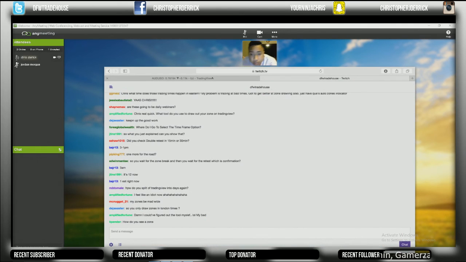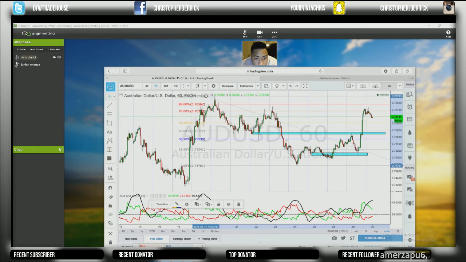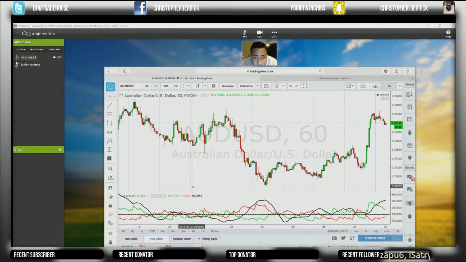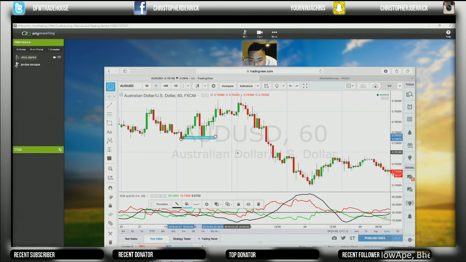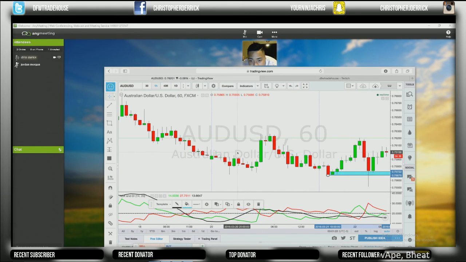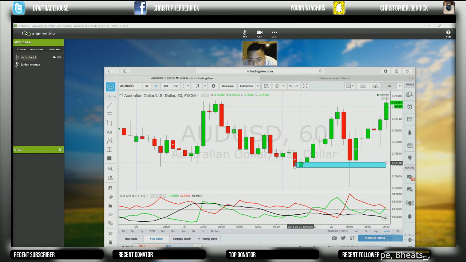All right, how do you draw a zone? So check this out. When I draw a zone, I look at a place where price struggled or the market reversed. As you can see right here, the market came all the way down and then reversed. So this is a high probable zone, and the way I draw it is from the wick of the previous candle to the body of the breakout.